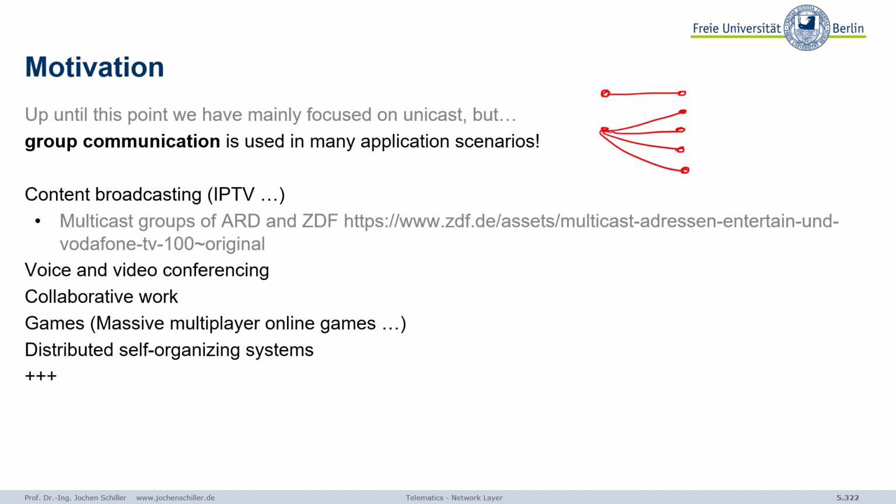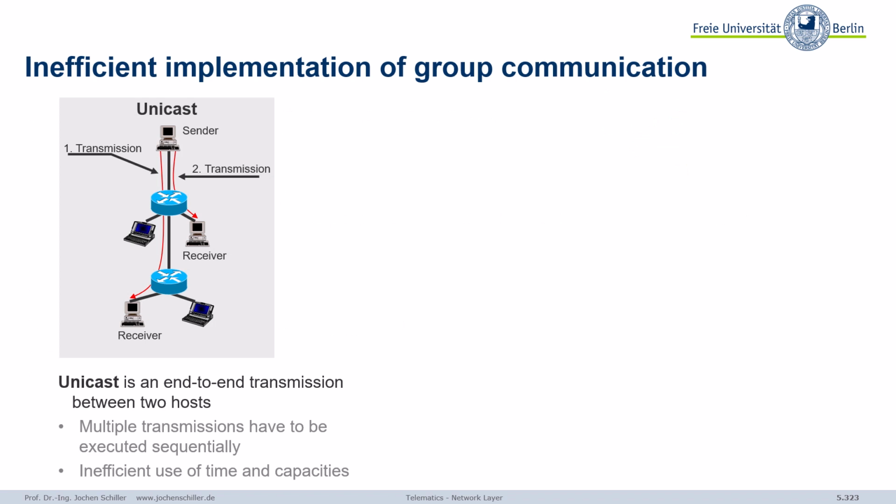Collaborative work and MMORPGs, massive multiplayer online role-playing games, distributed self-organized systems. So there are many applications that may benefit from this group communication. Why? Well, the point is Unicast is not really efficient.